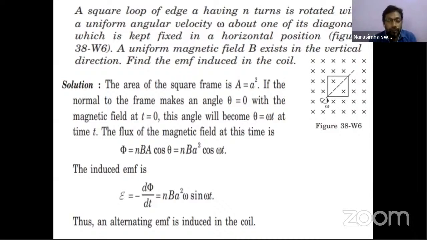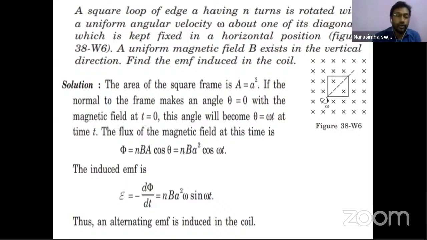The induced EMF formula is E equals minus d phi by dt. Here phi is n B a squared cos omega t, so we differentiate d by dt. Cos becomes sine, and the derivative of omega t is omega. So E equals n B a squared omega sine omega t.